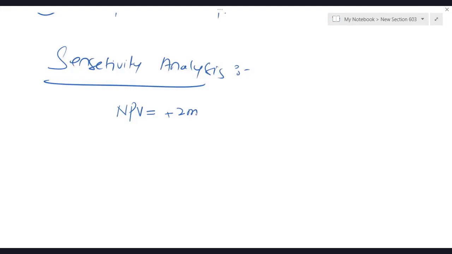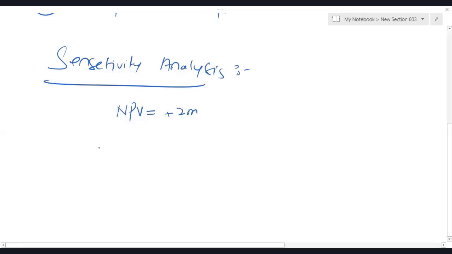So the logic is that the lower the adverse change which makes NPV zero, the riskier the project will be at that variable. So obviously, if a reduction in the selling price by 2% makes the NPV of this project zero, we will say that this project is riskier at selling price as compared to the other 2 variables. So simply, sensitivity analysis gives us the information on how much adverse change in the variable will make NPV zero.